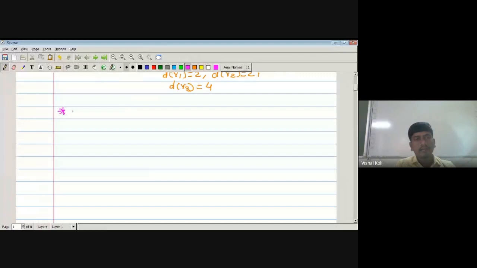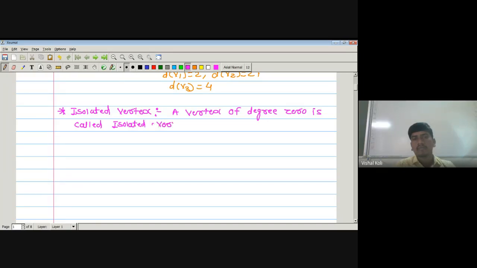Next, isolated vertex. A vertex of degree 0 is called an isolated vertex. If there is no edge incident on that vertex, then the corresponding vertex is called an isolated vertex. And next will be pendant vertex.